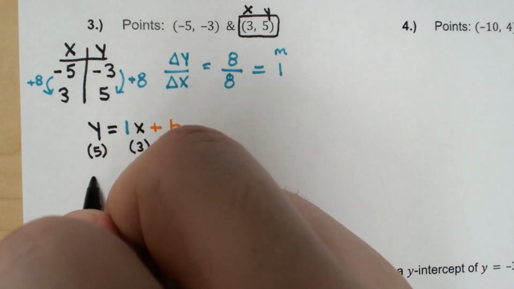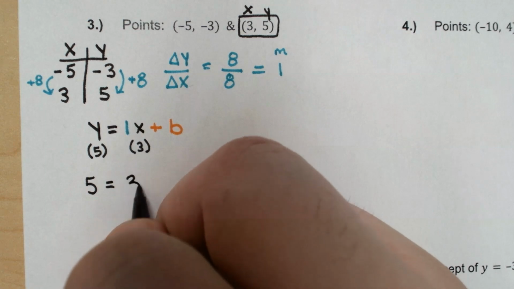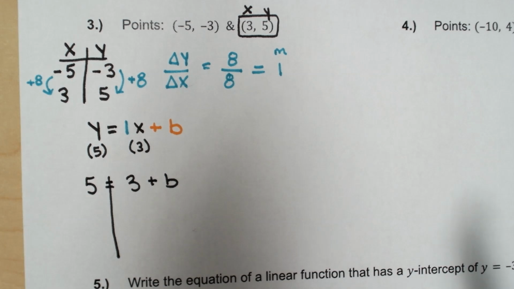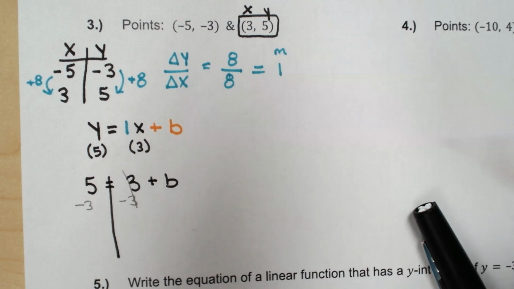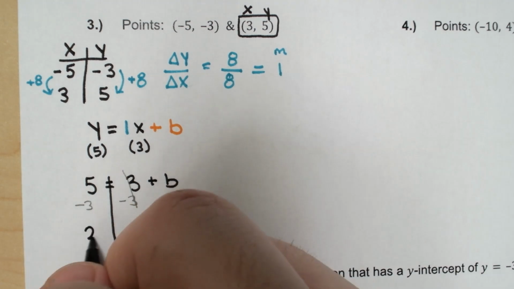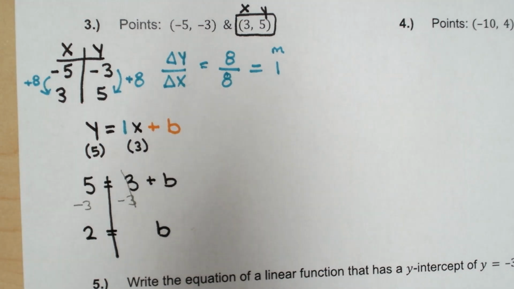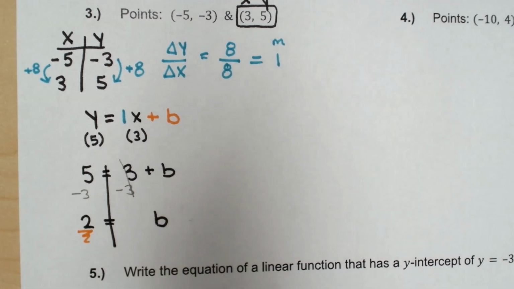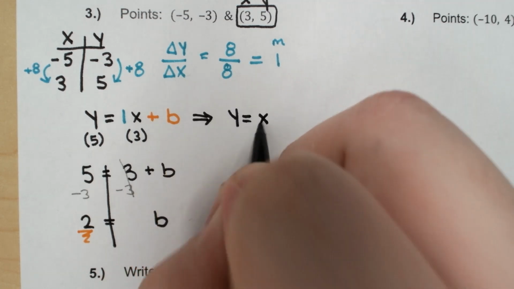That's going to give us 5 equals 1x, which is really just x, so I'm going to say 5 equals 3 plus b. Then subtract 3. 5 minus 3 is 2. And we're done. So that tells me that the y-intercept I was looking for is 2, meaning the equation that we're looking for here is going to be y equals x plus 2.